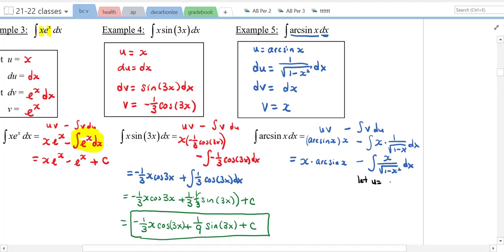Yeah, your good friend u substitution is coming back. 1 minus x squared would be the stuff I think you should let equal to u. You're like, oh no, not this again. Uh-huh. What's du dx? Negative 2x. I can then solve for dx, right? dx equals du over negative 2. I guess I should put x down there too, right?